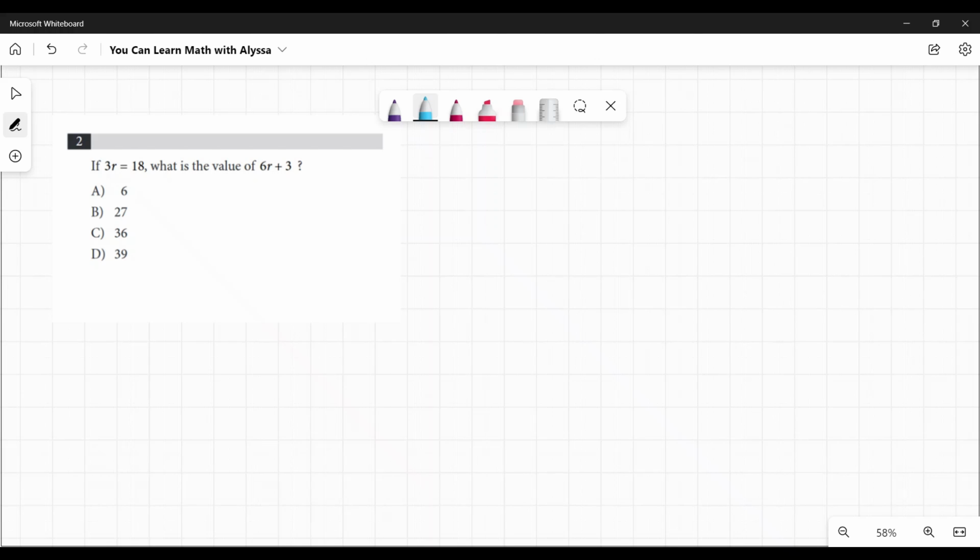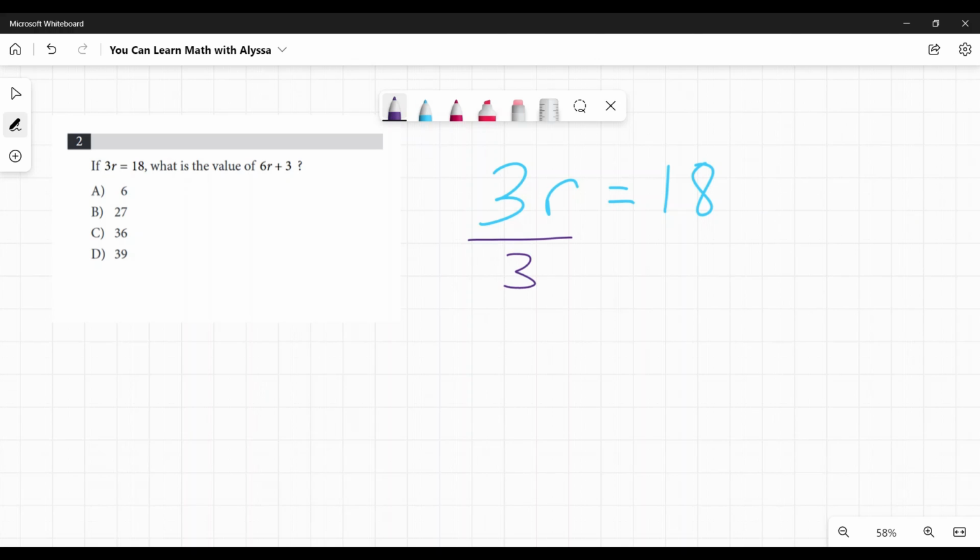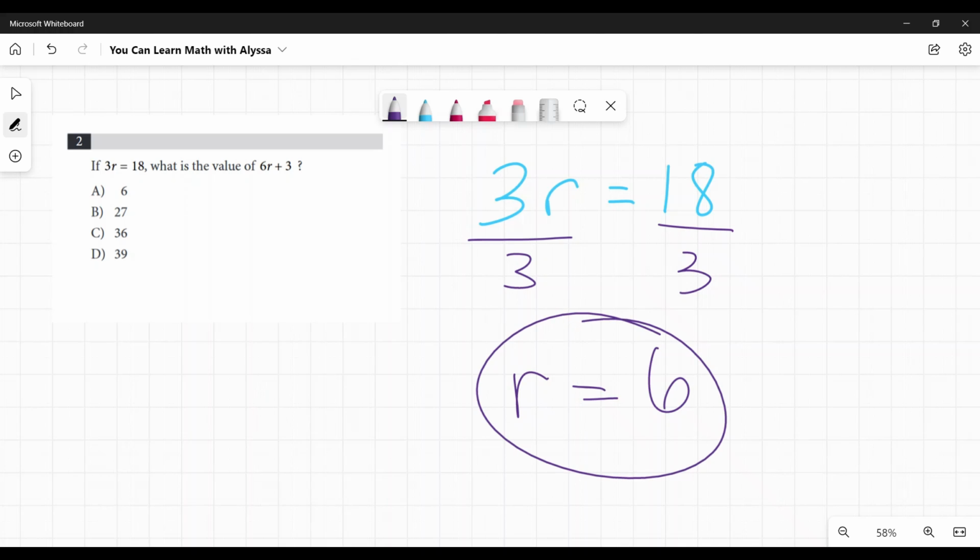They're asking you first to solve for r using 3r equals 18. Since 3 times r equals 18, we want to undo that by dividing both sides by 3. We are left with r on the left and 18 divided by 3, or 6, on the right. Now that we know r is 6, this is where you want to be careful, because look, they've put 6 as an option. They're wanting to trick you and go, r is 6, I've got my answer.